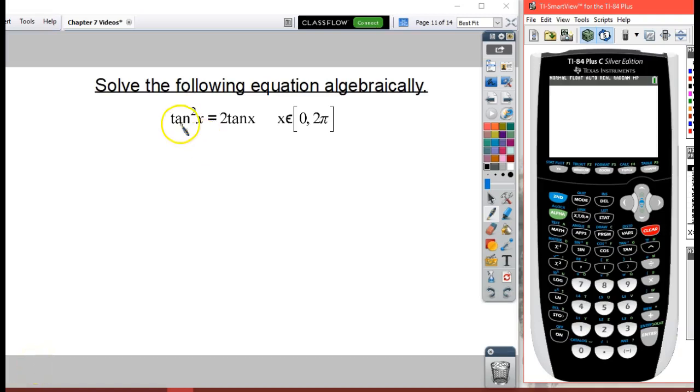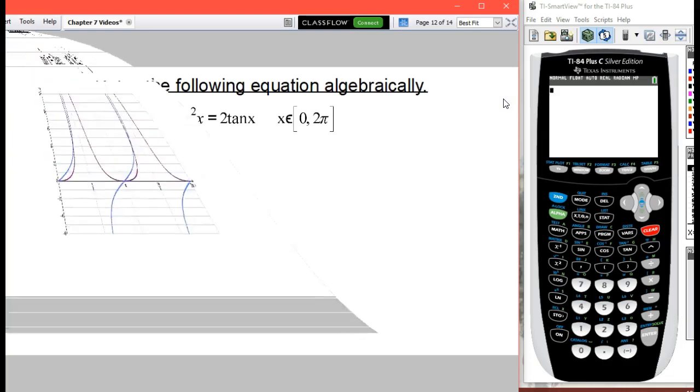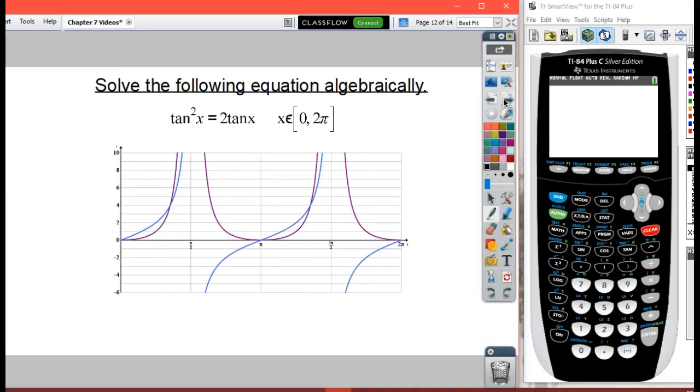So in this equation, we're looking for where tangent squared equals 2 tangent of x. We're in radian mode and we're looking for all the answers of x in between 0 and 2 pi. So right away I have tangent squared graph, which is representing this purple function here. 2 tangent then would be the blue one. And we're looking for where they're equal.